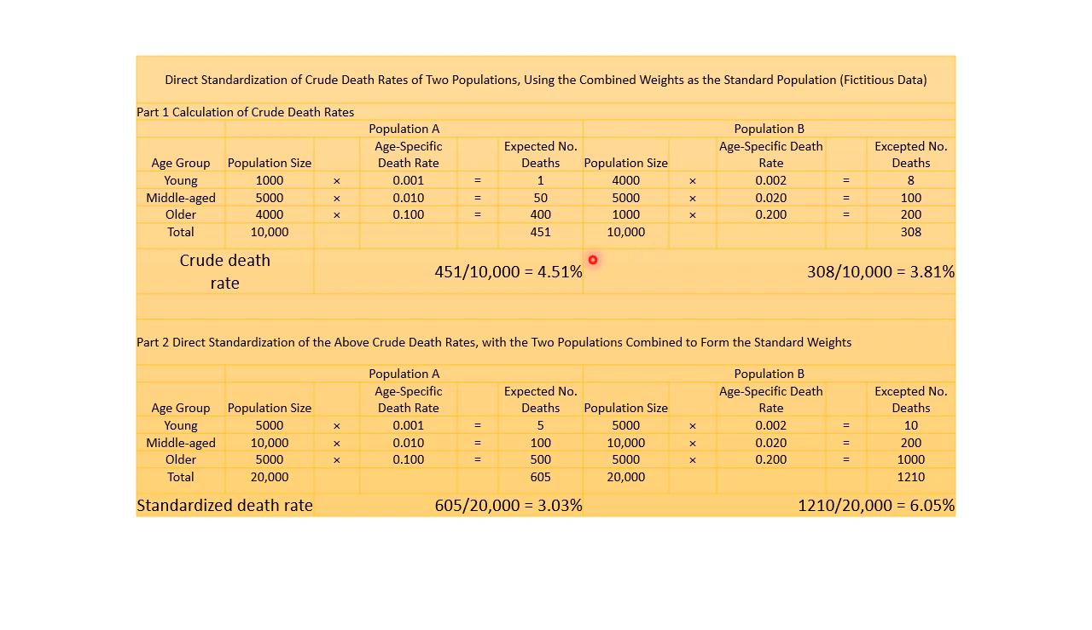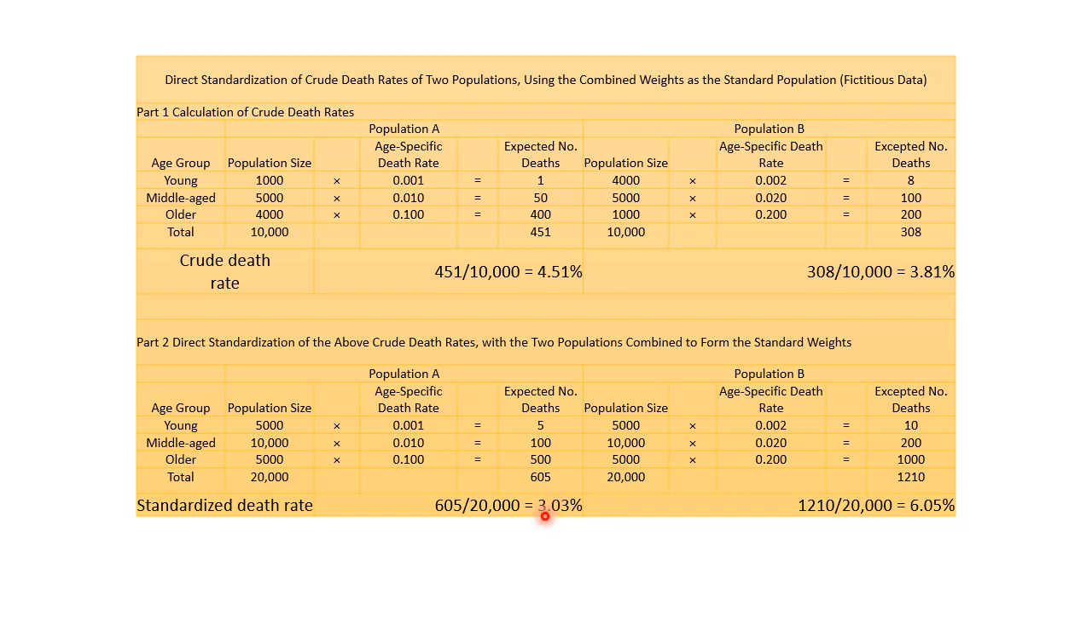And basically when you're doing it, we'll take this 10,000 and add the two groups together. So basically we'll have 20,000 people. And by comparing it to one another now, by multiplying it out, you see they actually come up with 3.03% versus 6.05%. So by applying it to the standardized population here, you actually get a better idea of what the actual death rates are between the two. And you see, okay, it actually looks like population A has lower death rates than population B has.